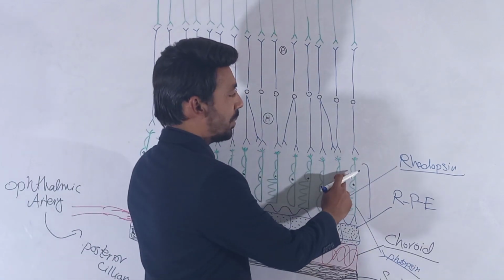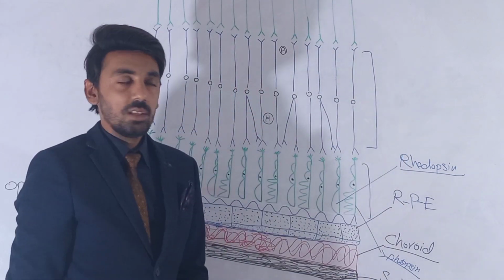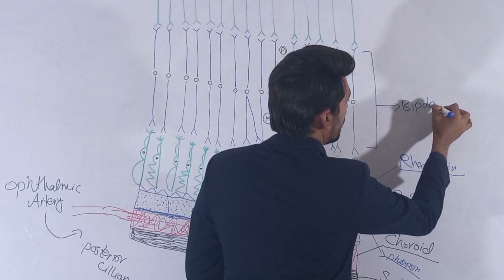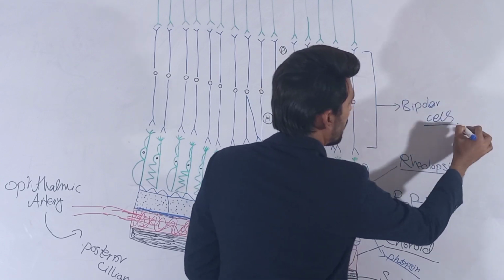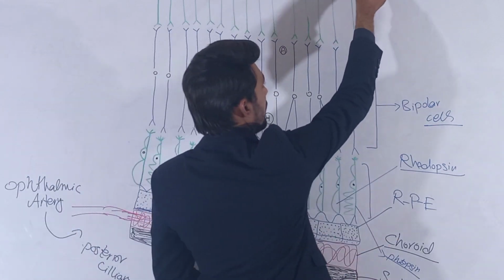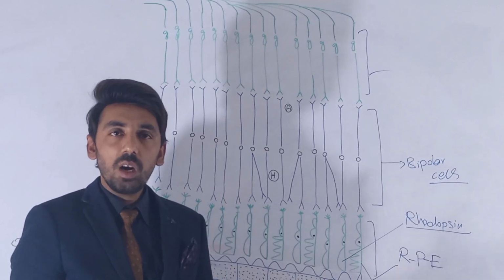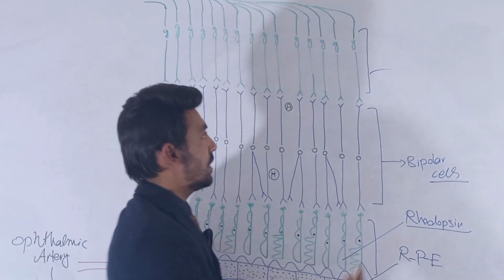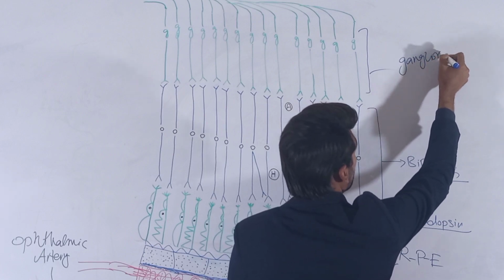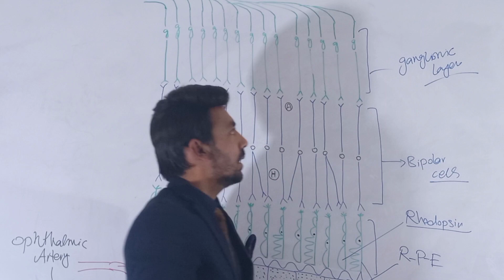And next to the photoreceptor cells, this portion is called the bipolar cells. These are bipolar cells, and this portion, the green marker, is actually the most important part of the retina, called the ganglionic cells. These are called the ganglionic layer.